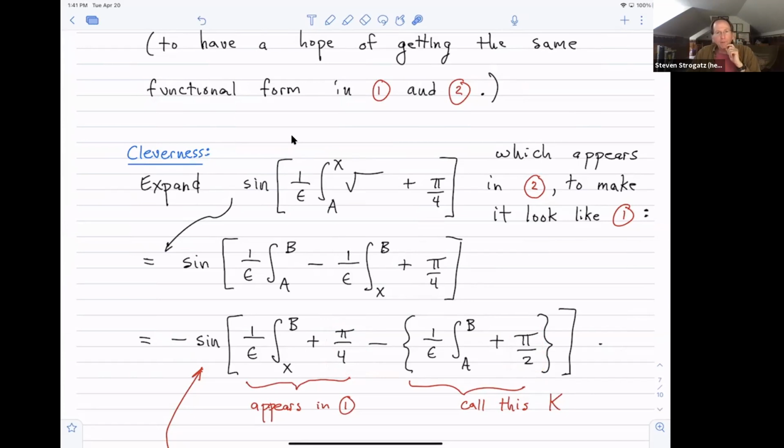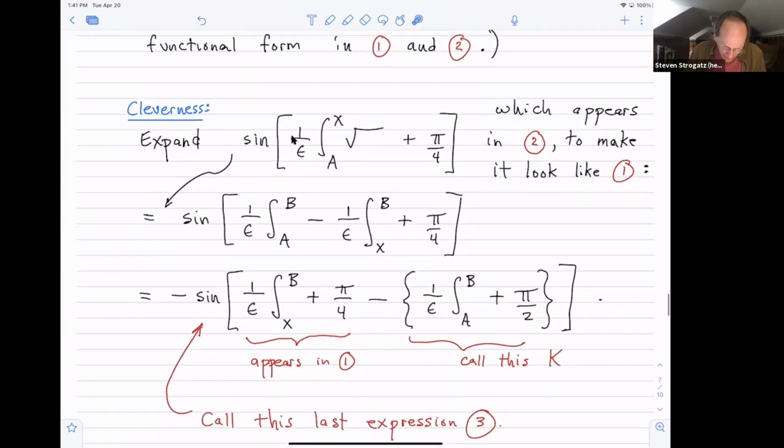So anyway, it's a bunch of little fussing. You may have to think about it for a minute. But the basic point is, I've now made the x dependence look the same in both WKB expressions at the cost of introducing this constant. This is some constant. I'm going to call it K. And that K is going to give me my quantization condition.